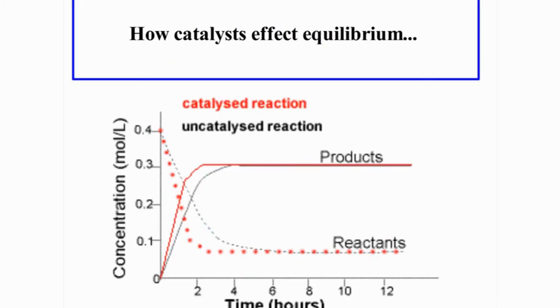One other thing worth mentioning is how a catalyst affects equilibrium. Because equilibrium is all about rates, the forward and the reverse reaction, what a catalyst does is it speeds up both those rates equally. So a catalyst will allow us to reach equilibrium sooner, like maybe here, as opposed to here. But it will not actually stress the system and cause equilibrium to shift.